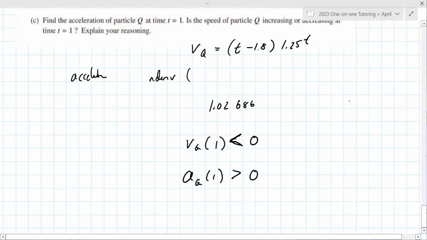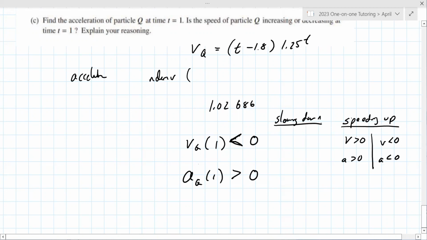The only time a particle is speeding up is when both of these have the same sign. Typically it's v greater than 0 and a greater than 0, but it could also be that the velocity is less than 0 and the acceleration is less than 0. It's slowing down when they are opposite in sign. So here velocity is less than 0 and acceleration is greater than 0, so it's slowing down, decreasing, if you will.